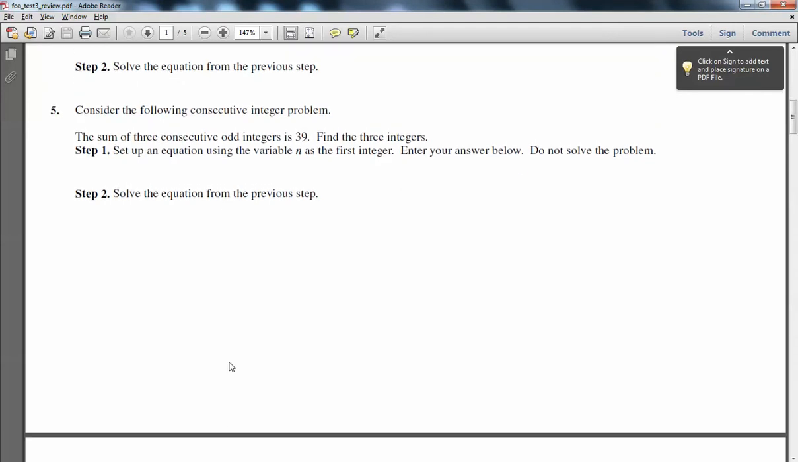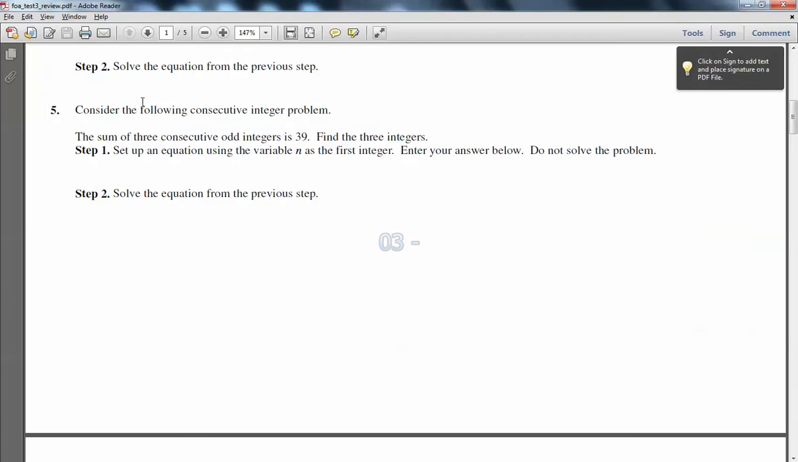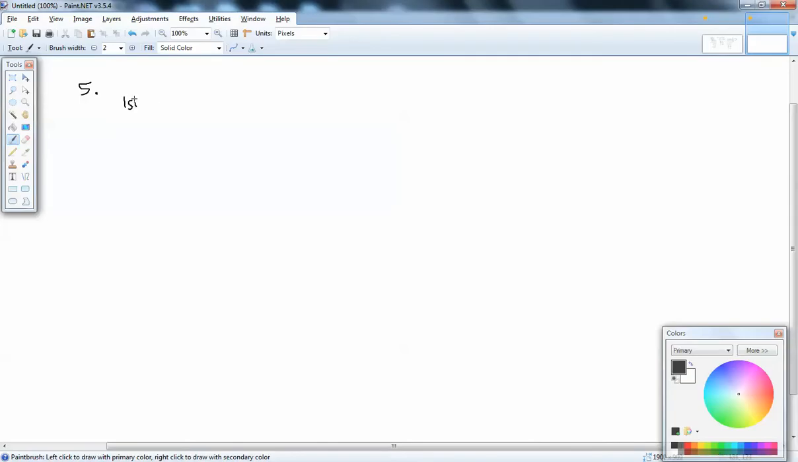Number 5. Consider the following consecutive integer problem. Okay, the sum of 3 consecutive odd integers is 39. Okay, so this is different. So we got our first odd, we got our second odd, and we got our third odd. Okay, first one's always x. Now let me come up with examples. Let's say 3, 5, and 9. These are consecutive odd integers. Now think what we did to go from the 3 to the 5. We added 2. So to go from this one to this one, we're going to add 2.